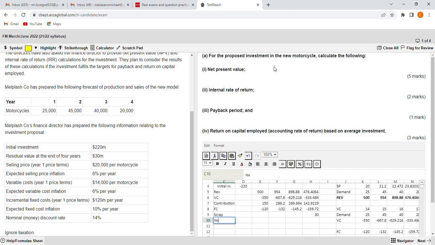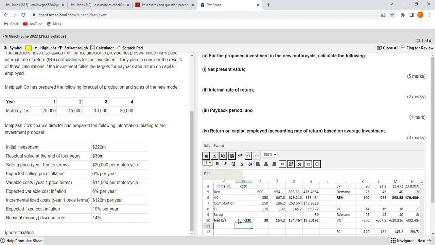Your net cash flow. But mind you, you can still bring the scrap anywhere you want. You can bring the scrap value anywhere you want in the exam. It's acceptable. So equal to the sum, or equal to this contribution plus first cost plus scrap, enter. 30. You drag it over here. Very good. So equal to this negative 220. So this is your net cash flow.